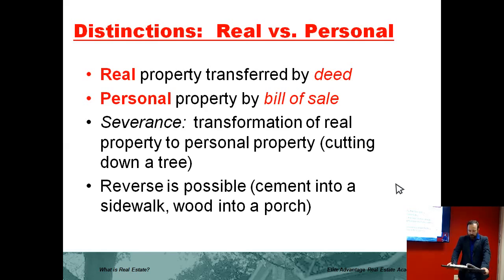All right. So the reverse situation also is possible. Personal property can be changed to real property. And how would that be? How would we look at that? What would be a case where it's reversed, where something personal became part of the real property?